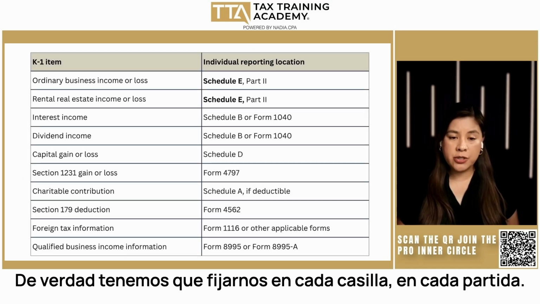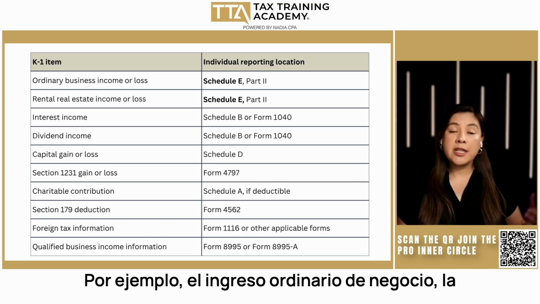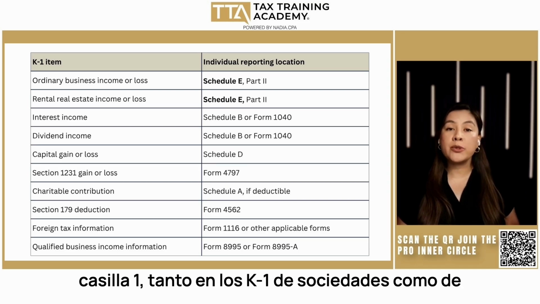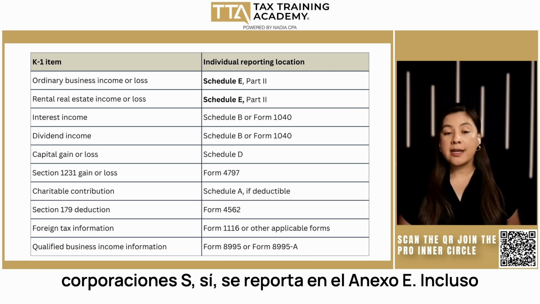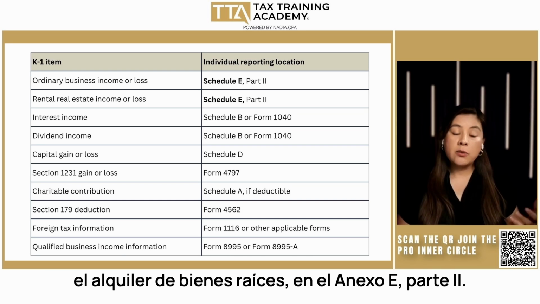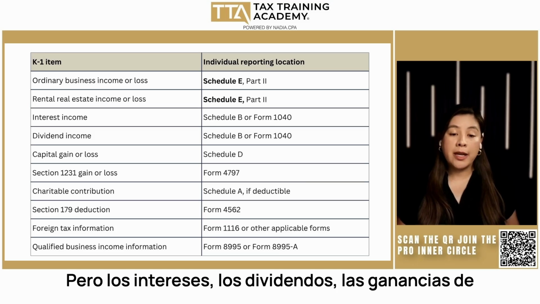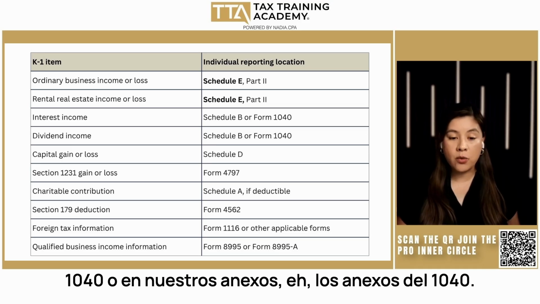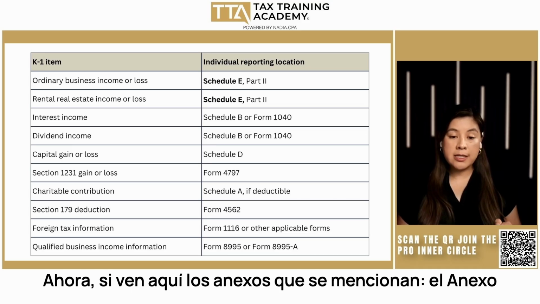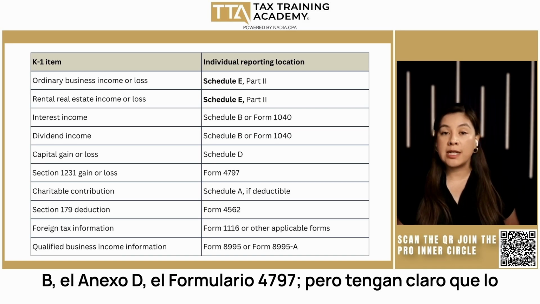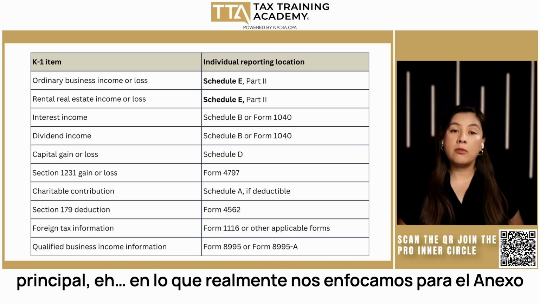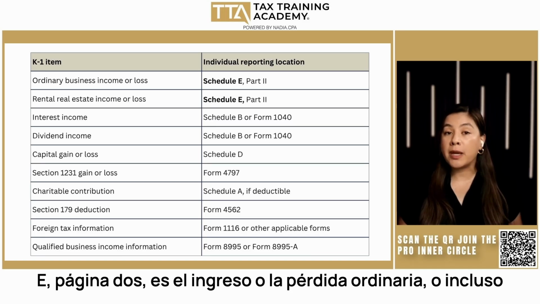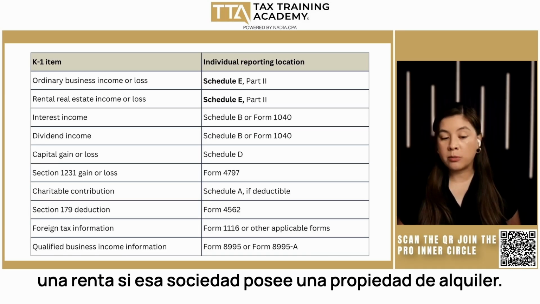We really have to pay attention to each box line item. For example, ordinary business income, box 1 of both Schedule K1s of partnerships and S corps, yes, gets reported on Schedule E. Even rental real estate, Schedule E, part 2. But the interest, the dividends, the capital gains, they all go to different forms or schedules on our 1040. If you see here the schedules that are listed, Schedule B, Schedule D, the Form 4797, but just know what we are really paying attention to for Schedule E, page 2, is the ordinary income or loss, or even a rental if that partnership owns rental property.